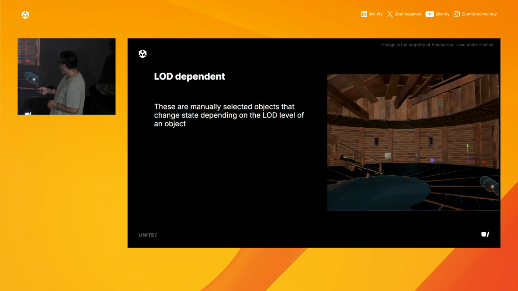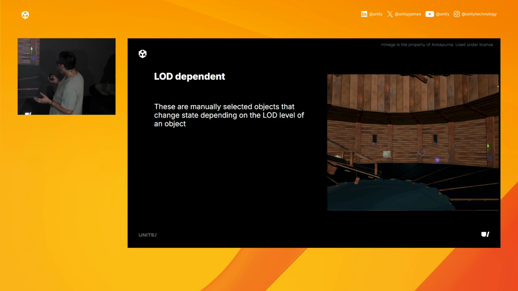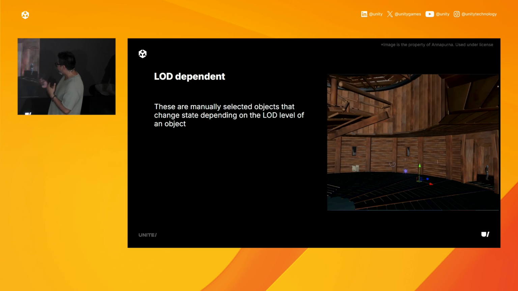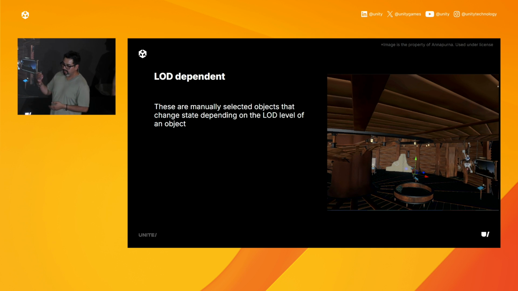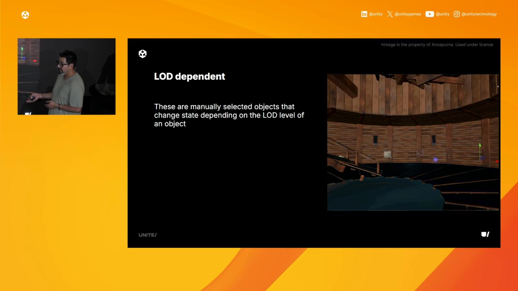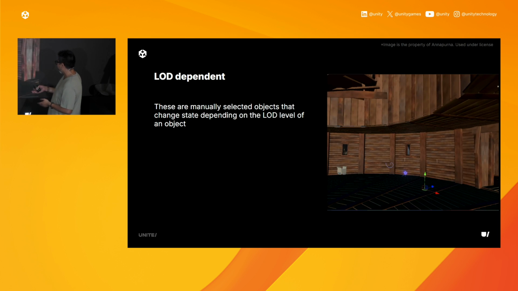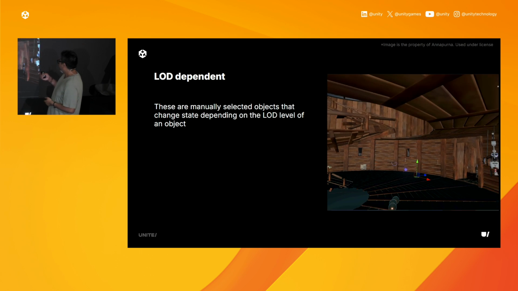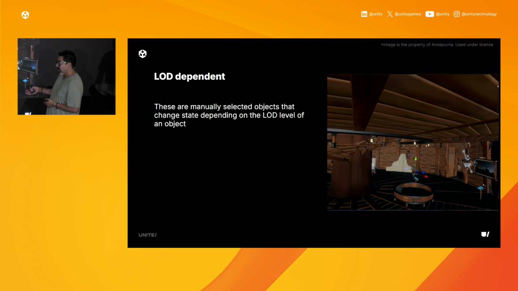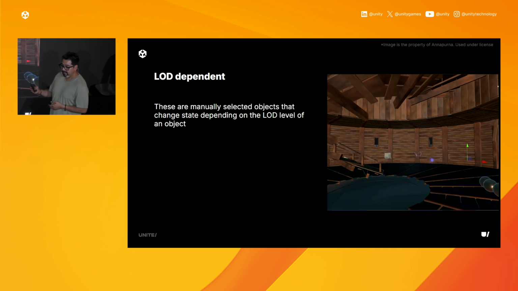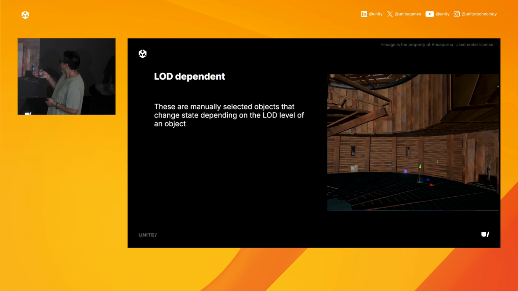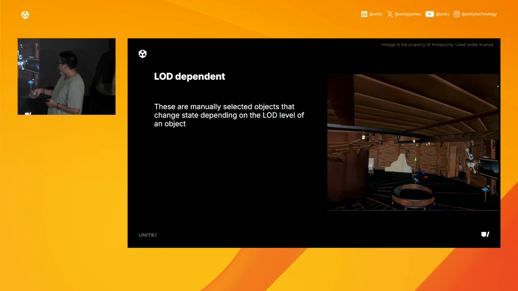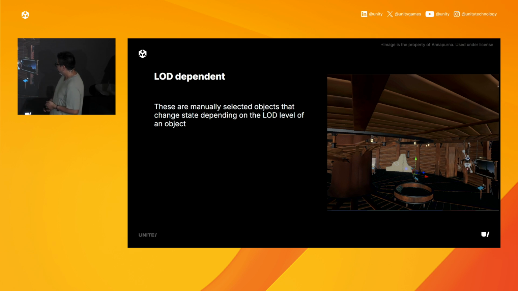In this example, we have a building. Inside that building, there's a bunch of museum pieces. As the player moves closer to that museum building, the objects become visible. But when the player moves away and the LOD transitions to a lower level of detail, the objects inside of the building become occluded.